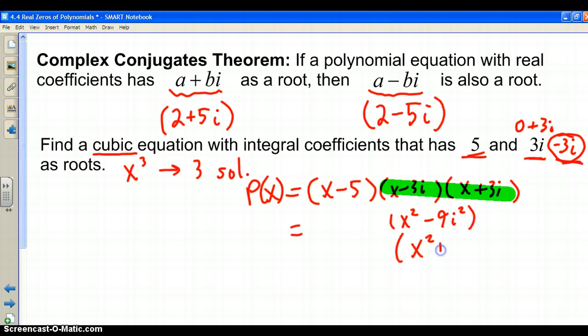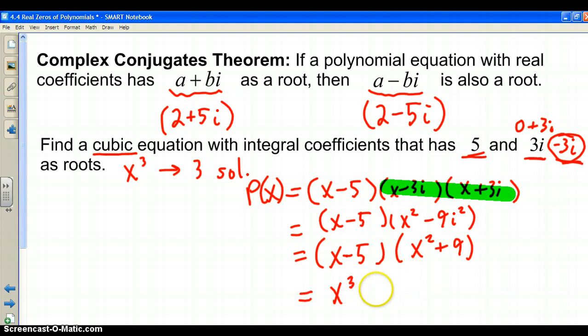x squared plus 9, because i squared is really negative 1. So negative 9 times negative 1 is positive 9. Don't forget to multiply by x minus 5 here, so we have to multiply that together as well. So now let's FOIL these two, and we get x to the third minus 5x squared plus 9x minus 45. And that is our function.